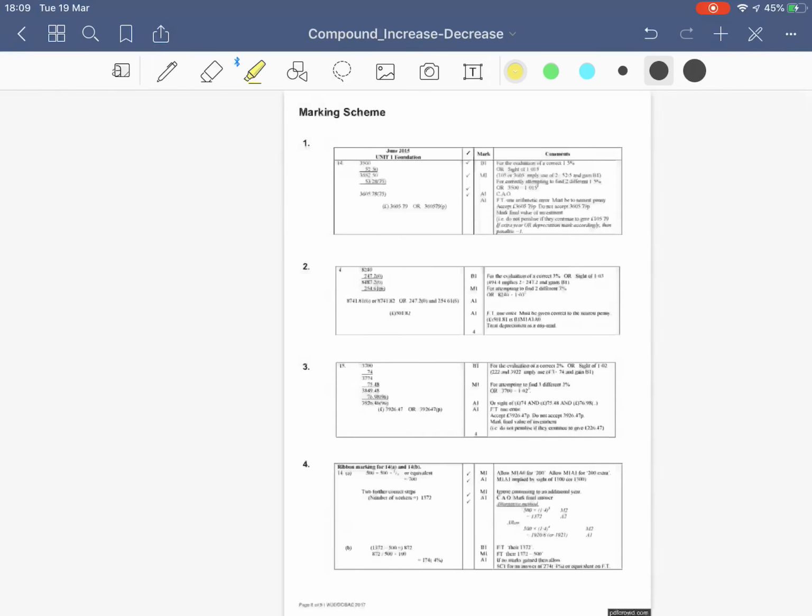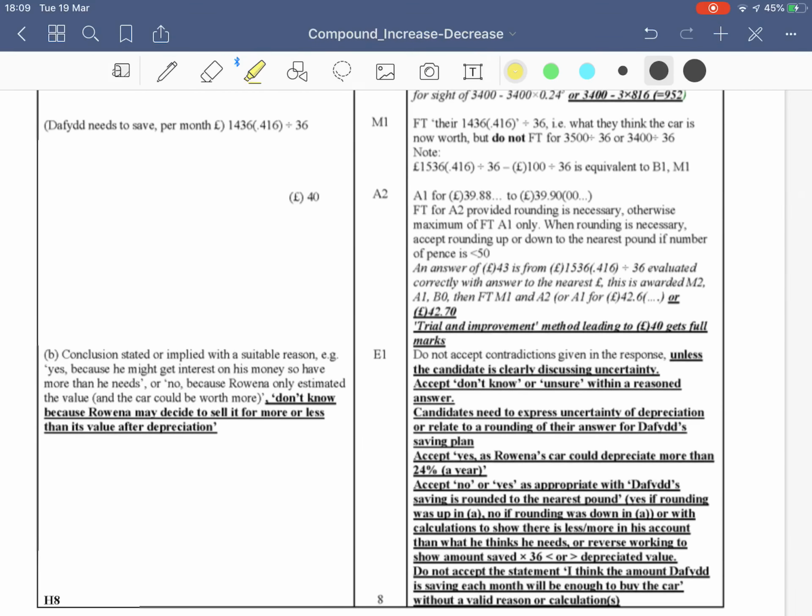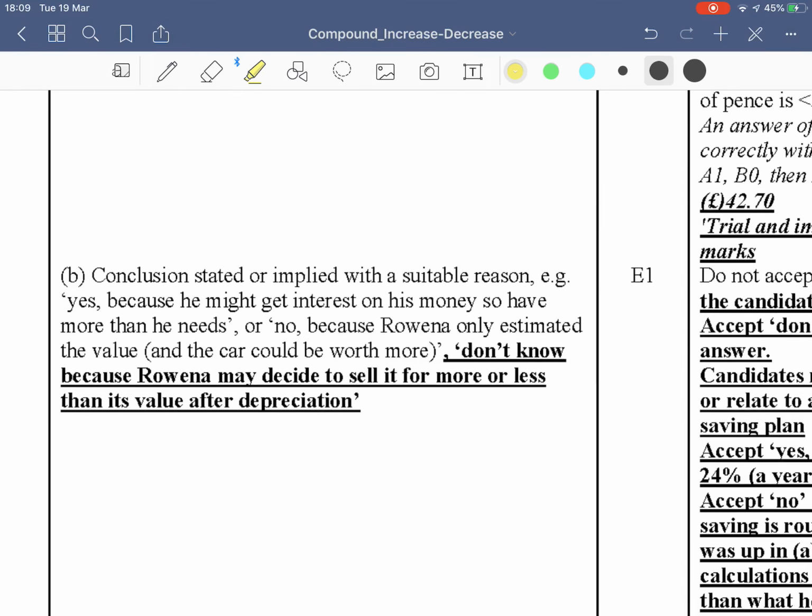On the mark scheme, I think they've said conclusions stated or implied with suitable reason. So yes, because he might get interest on his money, so he needs more, or no, because he only estimated the value. Or don't know, because Rowena may decide to sell it for more or less than its value after depreciation. So anything along those lines is fine.